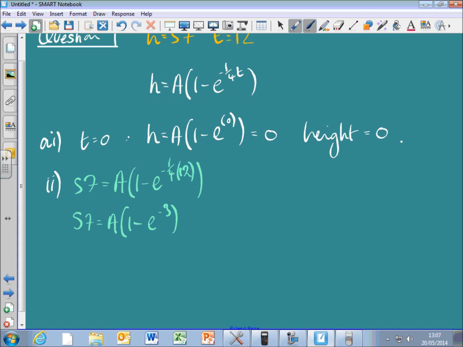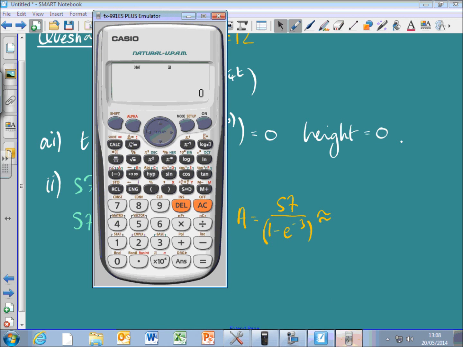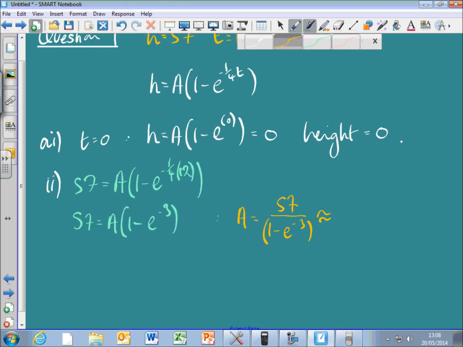Okay, and so a has got to be 57 over 1 minus e to the negative 3. And if you put this in your calculator, you're going to get 57 divided by 1 minus e to the negative 3. You get 59.9865, but to two significant figures, that's 60. Okay, so that's AII.